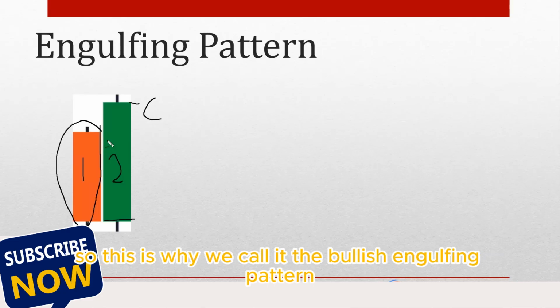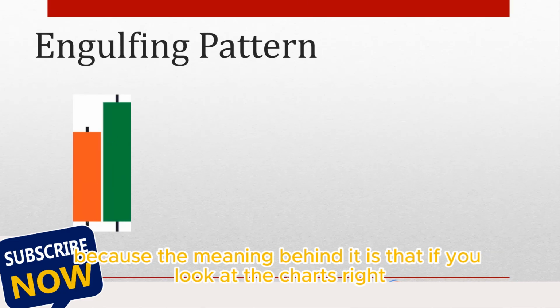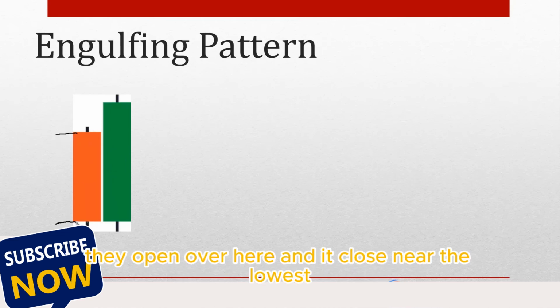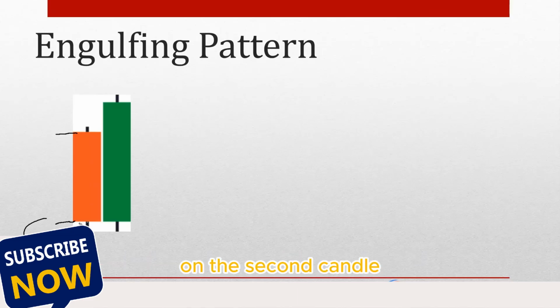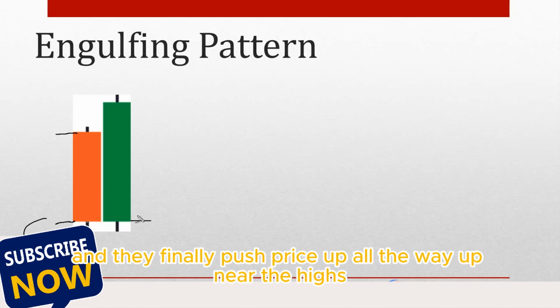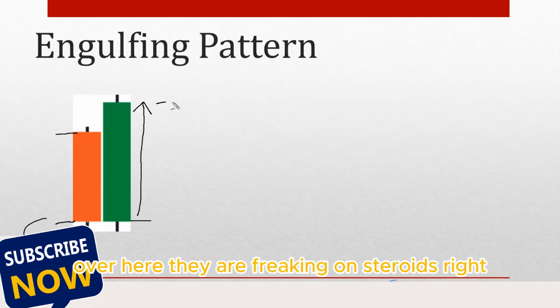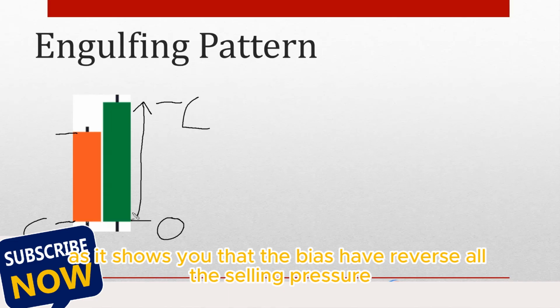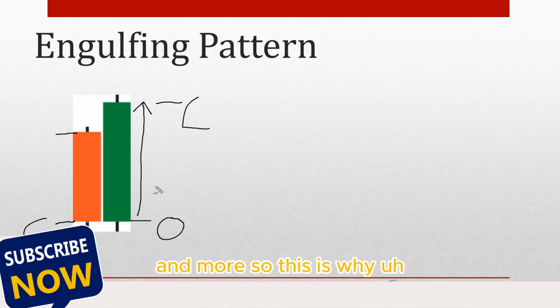This is why we call it the bullish engulfing pattern, because the meaning behind it is that if you look at the charts, on the first candle, sellers are in control. They open over here and it closed near the lows. On the second candle, the buyers are somehow on steroids. They open near the lows and they finally push price all the way up near the highs over here. This is the open and this is the close. So this is a sign of strength, as it shows you that the buyers have reversed all the selling pressure and more. This is why it's called a bullish engulfing pattern.